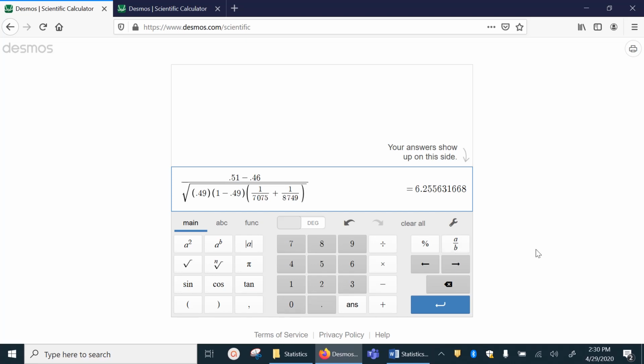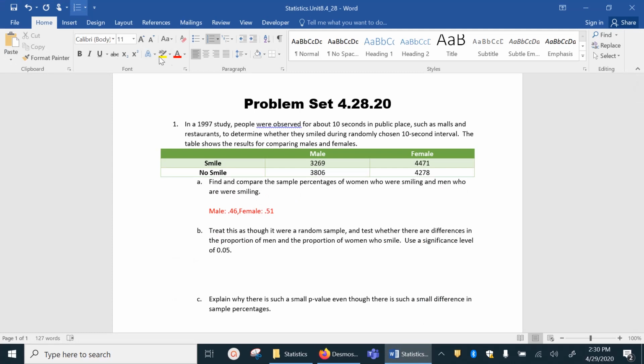Woo! Look at that Z statistic. Women did like huge. Yes, 6.3. So the answer is 6.3 for the Z statistic. And treat it as though, and test whether there is a difference. There is a huge difference.